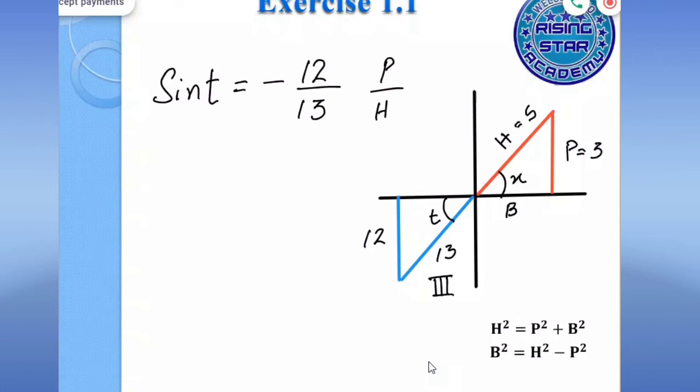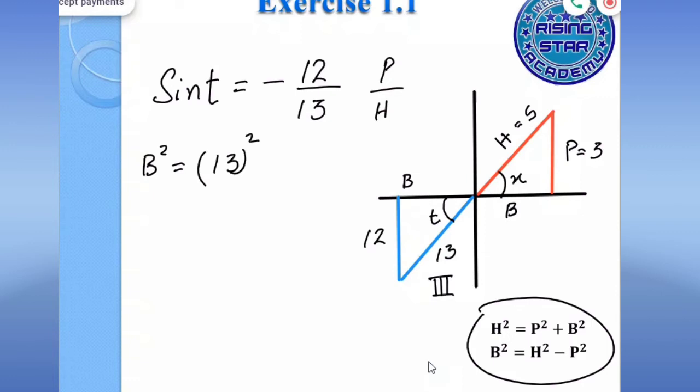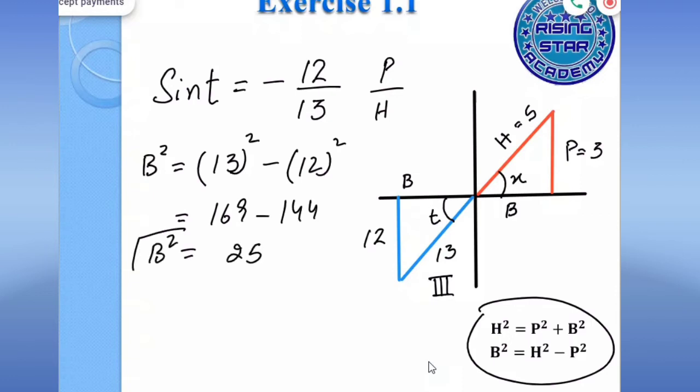So now we'll use the Pythagoras theorem to find the value of base b. So I'm going to put in the values. b square is equal to the hypotenuse value 13 square, then minus 12 square. So it is 169 minus 144, so that would become 25. We will take the square root, so b value would be plus minus 5.